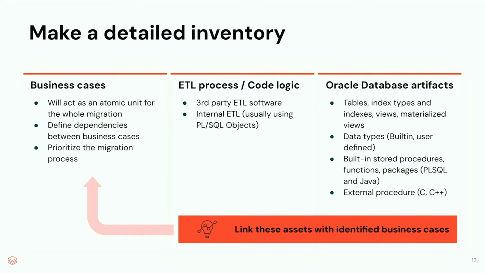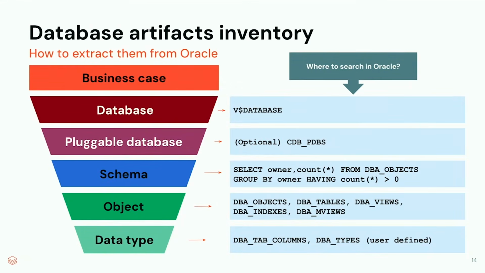And making this inventory will help us to build the strategy, first of all with the business case, and then apply the migration strategy on top of these objects. So how to do that with Oracle? At the top level, we have the business case because it's our atomic unit. And this business case can live in a database or a pluggable database, depending on your architecture. And you will find all of this information in these views in the Oracle dictionary.